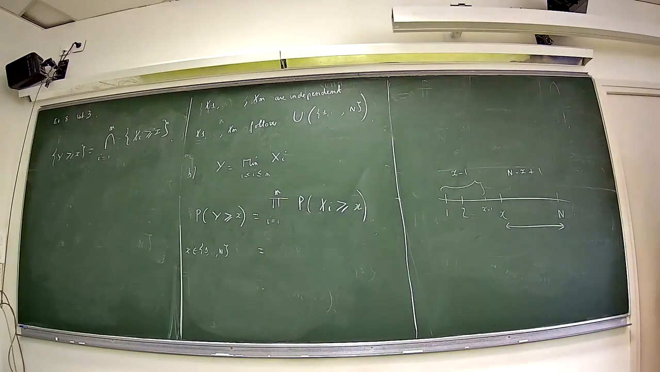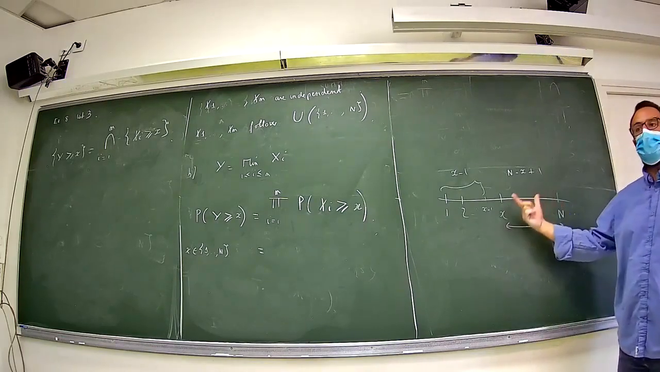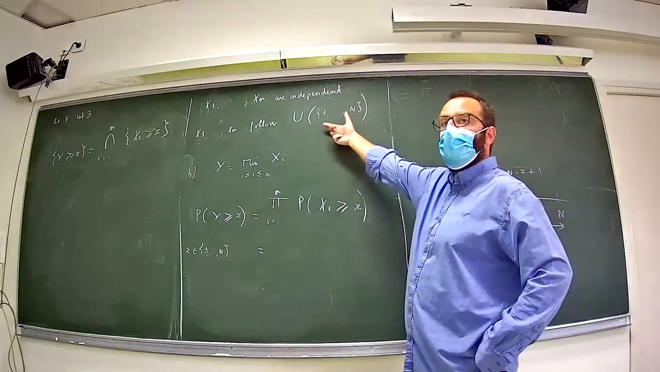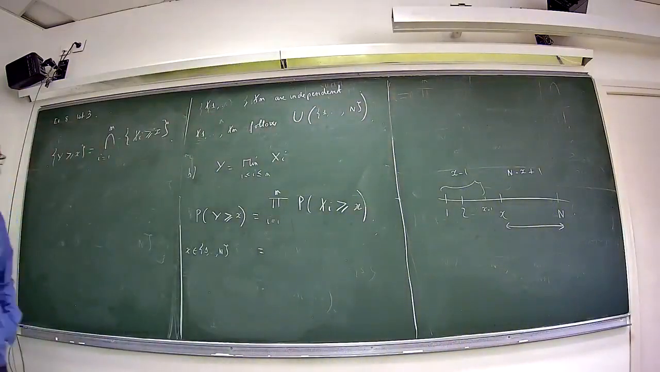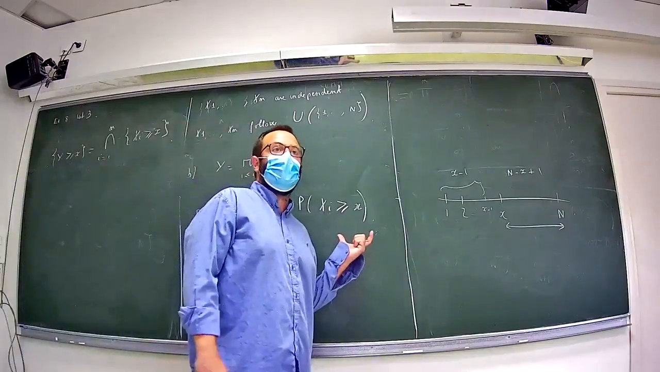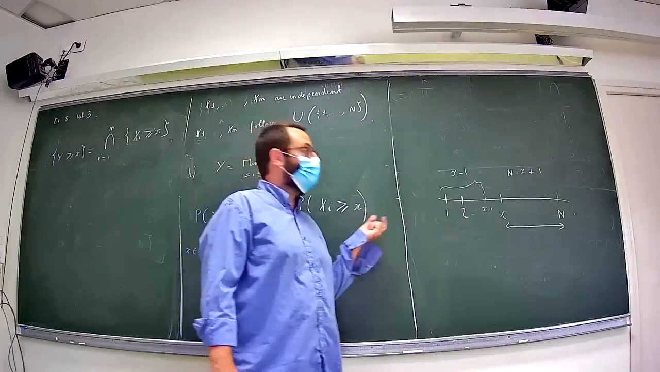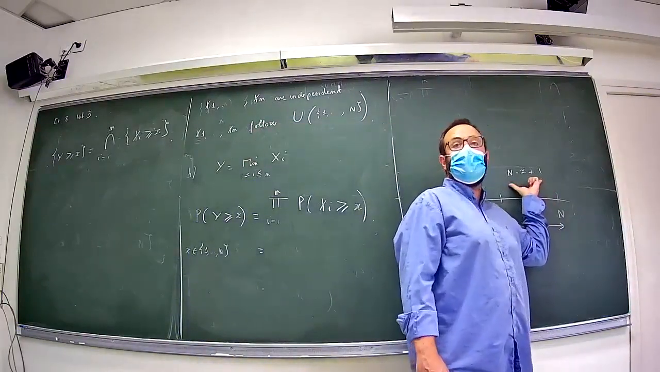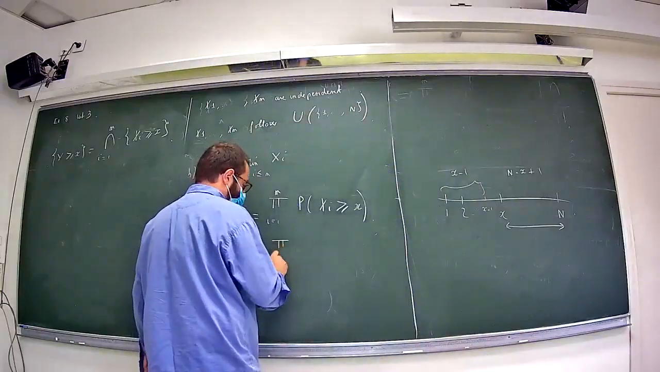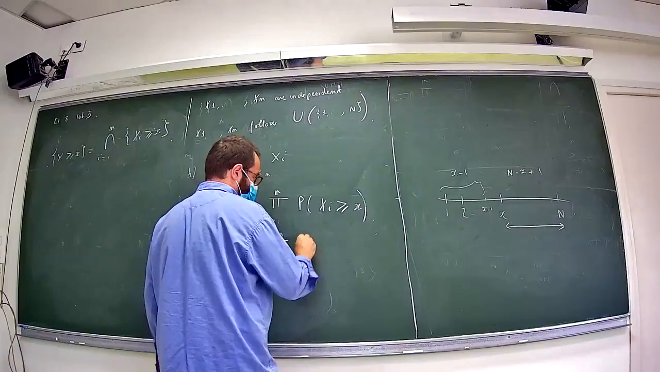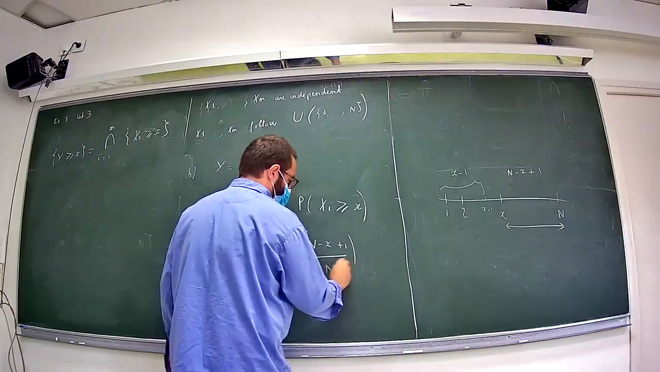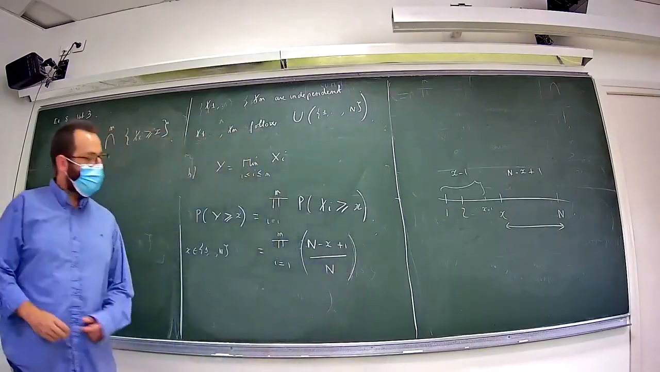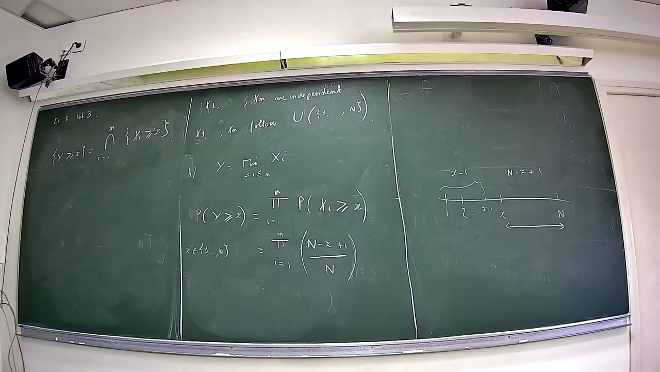So to say that xi is greater than x means that it is equal to x plus 1 or x plus 2 or up to capital N, and I have n minus x plus 1 possibilities, each of them having a probability of 1 over capital N. So the probability that xi is greater than x is 1 over capital N multiplied by the number of positive cases, n minus x plus 1. So n minus x plus 1 over capital N.